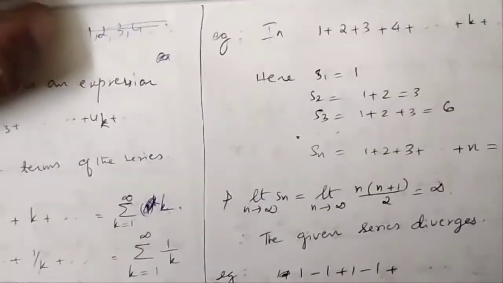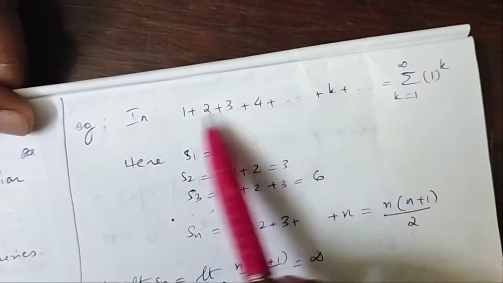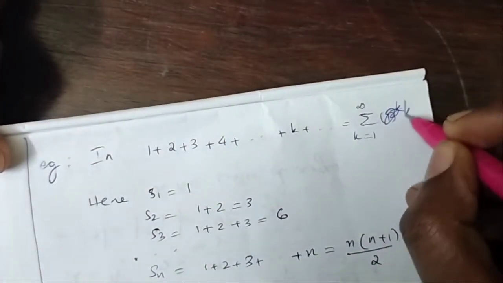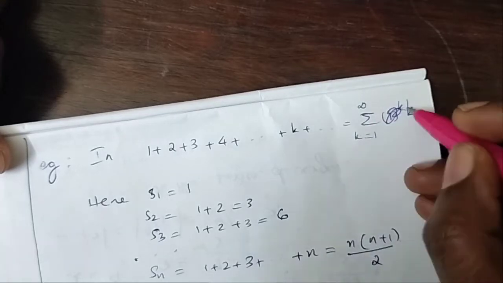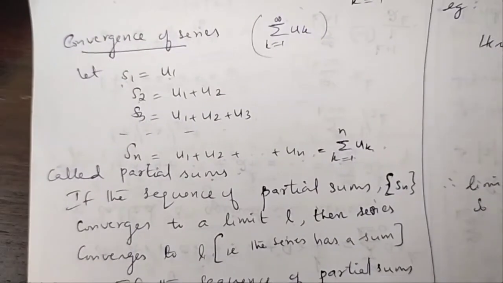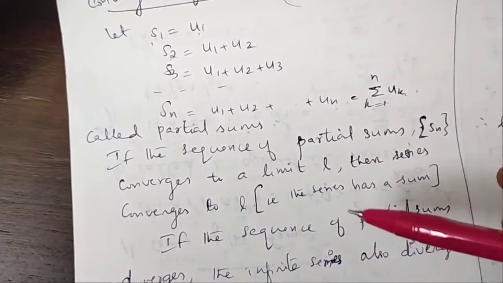Okay. So for example, 1 plus 2 plus 3 plus 4 plus etc. So this is 1, 2, 3, etc. Its sum is sigma k, sigma k from 1 to infinity. So what is S1? Until now we don't know any test to find the convergence of a series. We just know the rule or the definition of convergence of a series. It is related with the partial sums. Okay, so we can apply the partial sums.